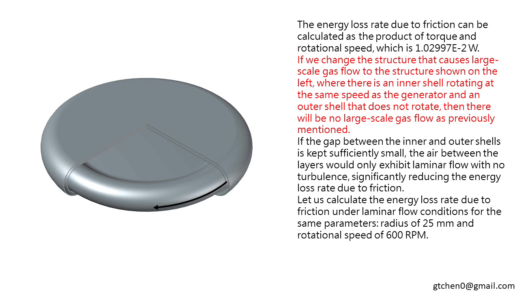If we change the structure that causes large-scale gas flow to the structure shown on the left, where there is an inner shell rotating at the same speed as the generator, and an outer shell that does not rotate, then there will be no large-scale gas flow as previously mentioned. If the gap between the inner and outer shells is kept sufficiently small, the air between the layers would only exhibit laminar flow with no turbulence, significantly reducing the energy loss rate due to friction.